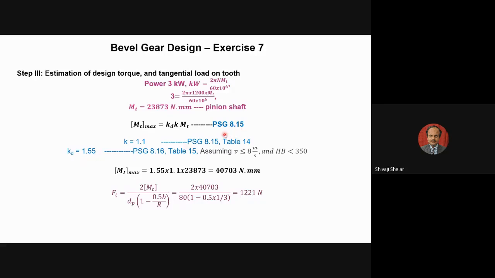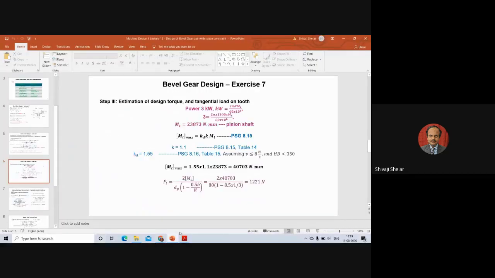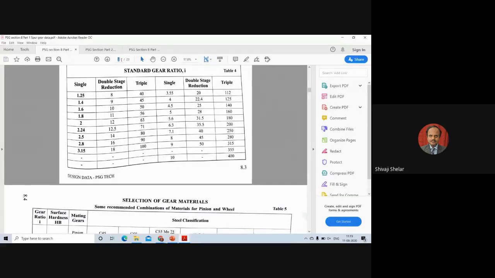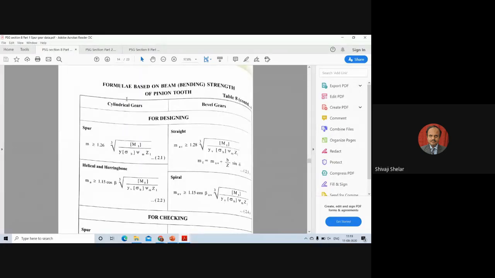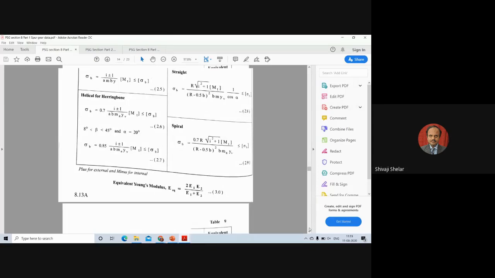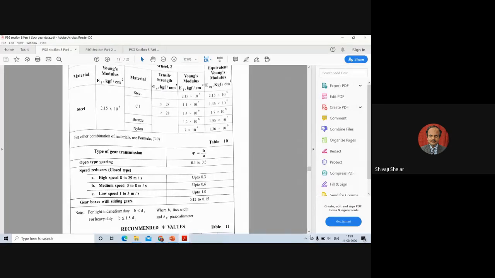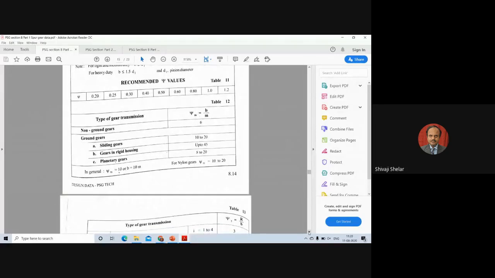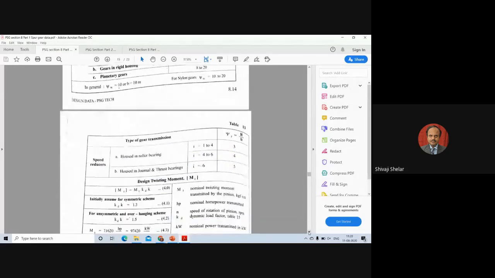Let's take this table, table number 14 on 8.15. Okay, on page number 14, how to select this value. These are the values of K_D K.